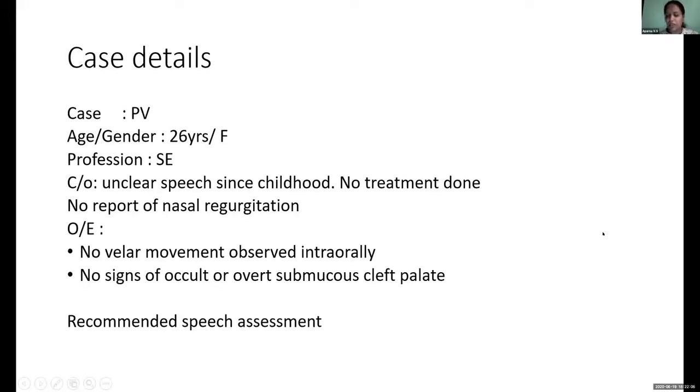This is a case who reported to our clinic, a suspected case of velopharyngeal incompetency. A 26-year-old female, a software engineer, who had unclear speech since childhood, and she was not successful in getting any treatment done for that. There was no report of any other issues related to cleft, like nasal regurgitation. On examination, she had no velar movement intraorally, and there were no signs of occult or overt cleft, or submucous cleft palate. So a speech assessment was recommended. Next slide.